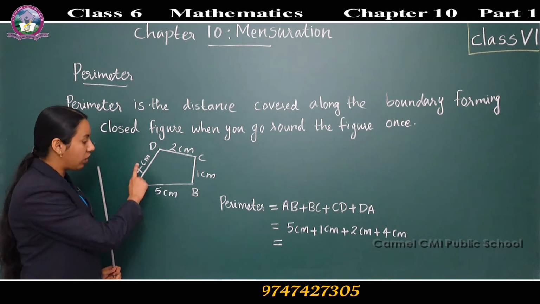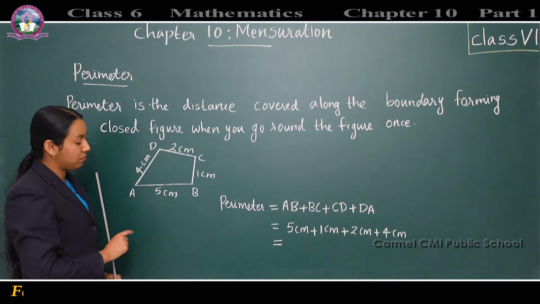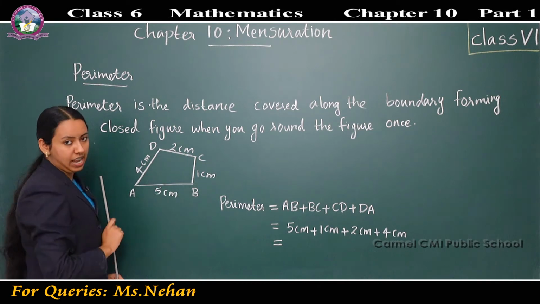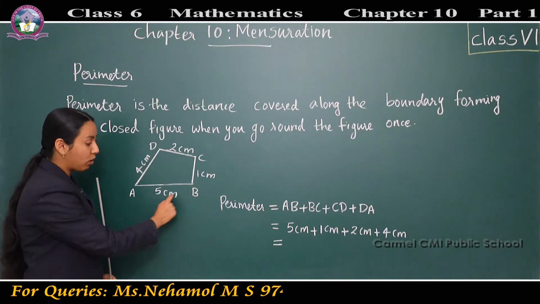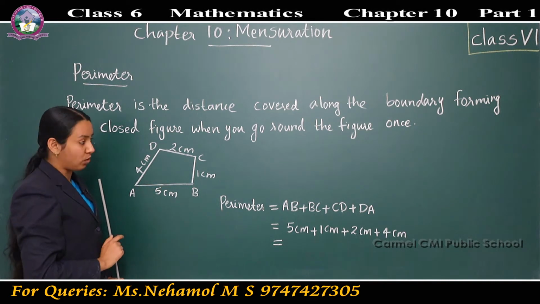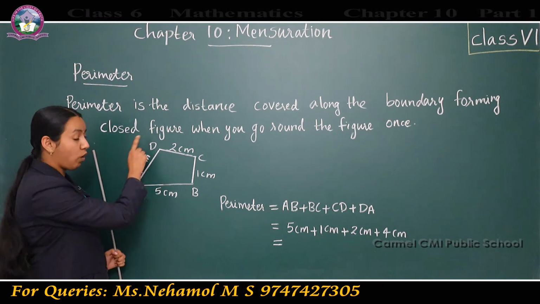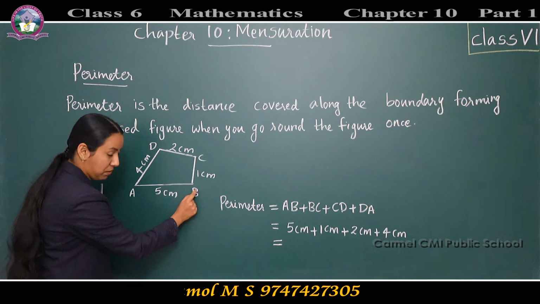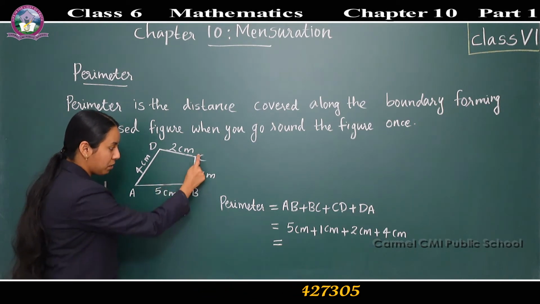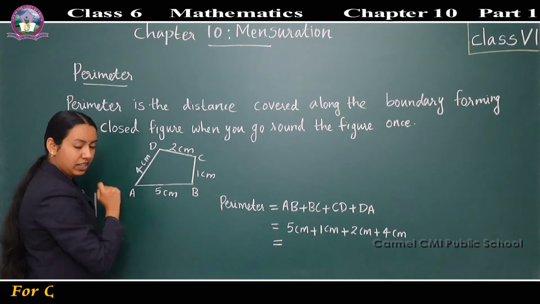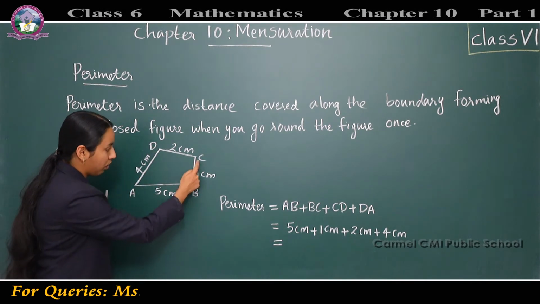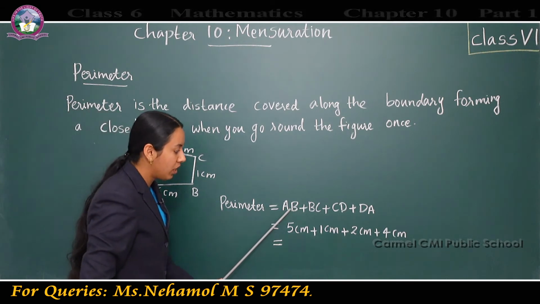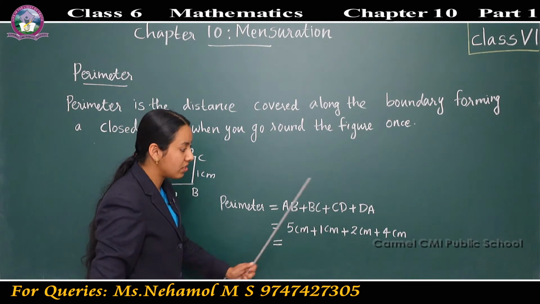One figure is given, one quadrilateral is given here. Then what is the perimeter of this quadrilateral? Sum of all these line segments. Length of the boundary of a closed figure is known as perimeter. The figure must be a closed figure. Then in this figure, perimeter is equal to AB plus BC plus CD plus DA, the sum of the lengths of all these line segments.